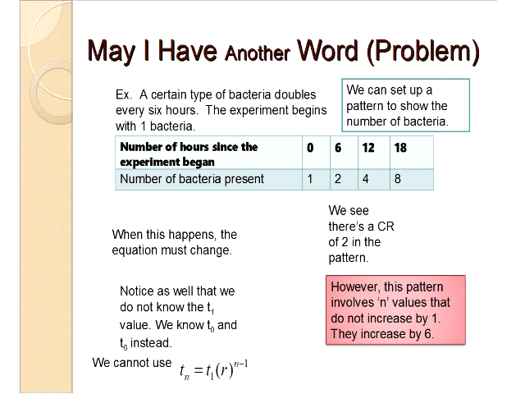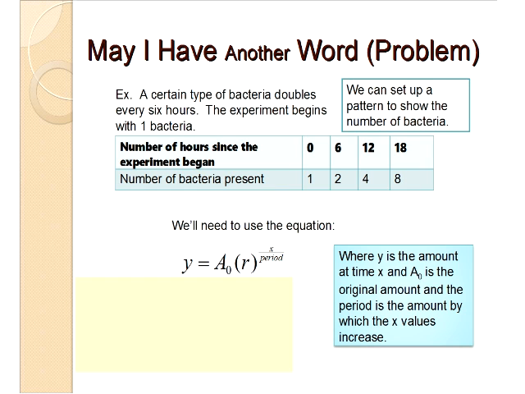This equation still works if you have the first term, I'll say it differently, the term when n equals 1, and your n values go up by 1. But here that's not the case. So what we see here is that we need to use this equation: y equals a naught, which is still your initial amount, times the common ratio to the x over the period. And what that means is the period is what the x values increase by. So they're increasing by 6 here, and that will be the period.